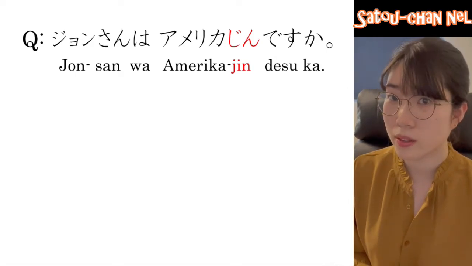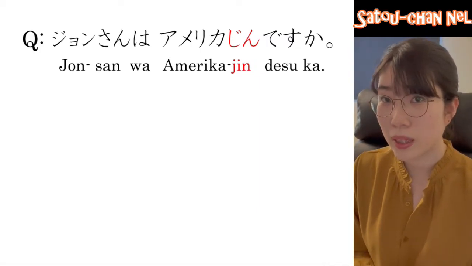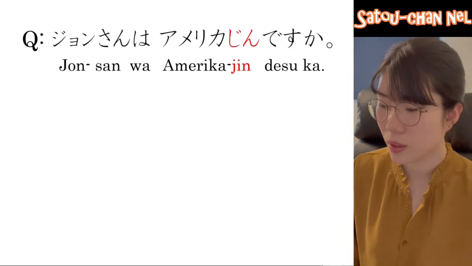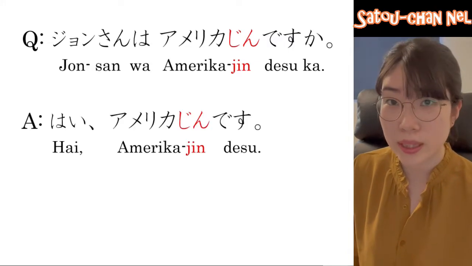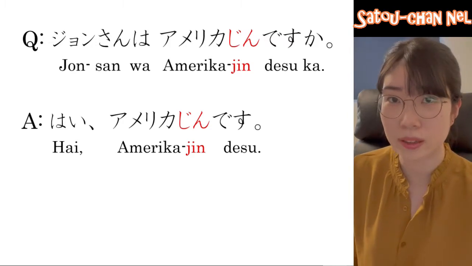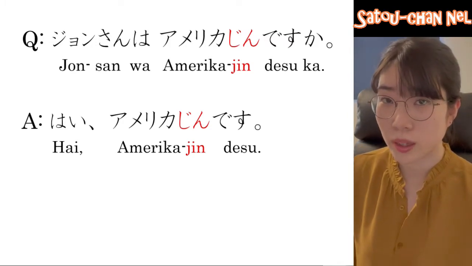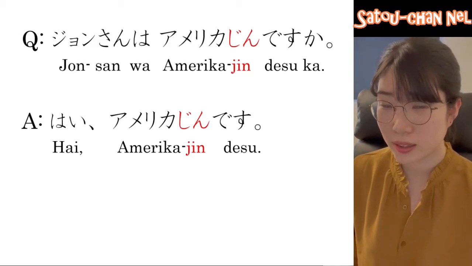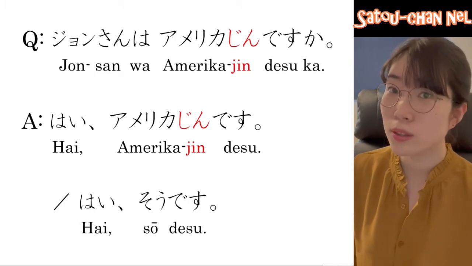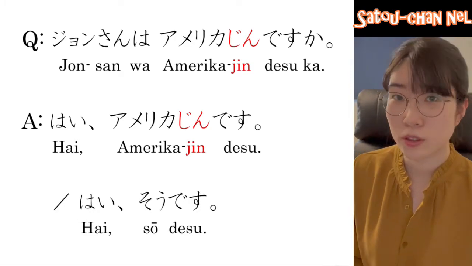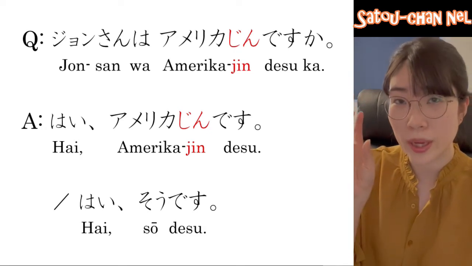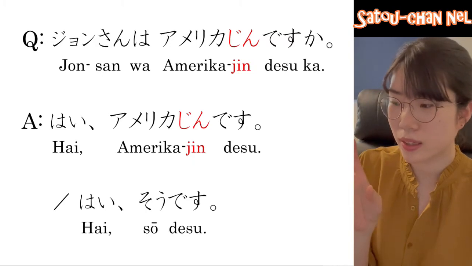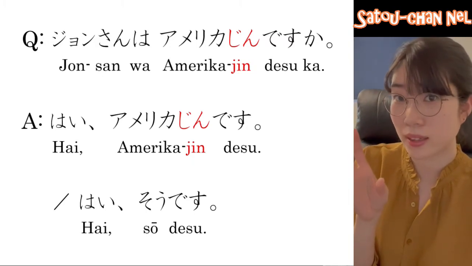He is American, so the answer is yes, he is American. But you can drop the subject Johnson. So, はい、アメリカ人です。Yes, he's American. Or you can also say, yes, that's right. Do you remember how to say that? はい、そうです。That's right, you're right. So the question was, ジョンさんはアメリカ人ですか？And the answer is, はい、アメリカ人です。Yes, he is American.